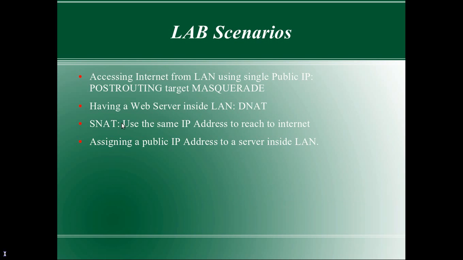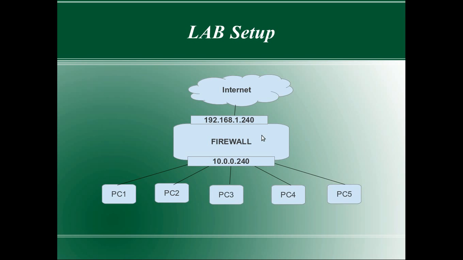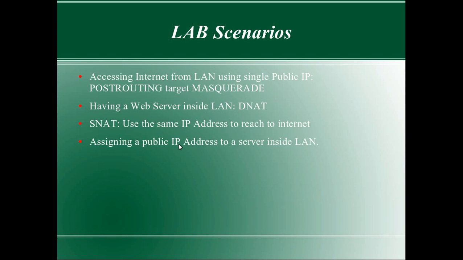SNAT. The third scenario is going to be SNAT, where I am going to modify the source IP address of PC1 whenever it tries to reach the internet. In other words, whenever it tries to reach the internet, it will use a public IP address attached to it. So, assigning a public IP address to a server inside the LAN.